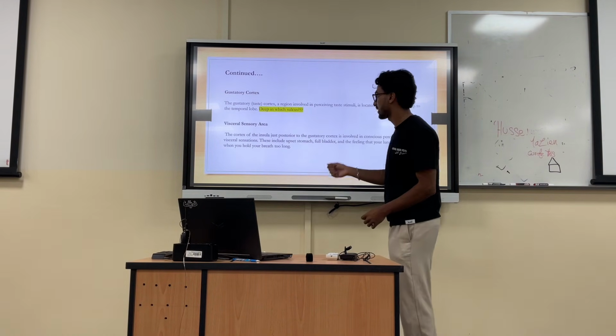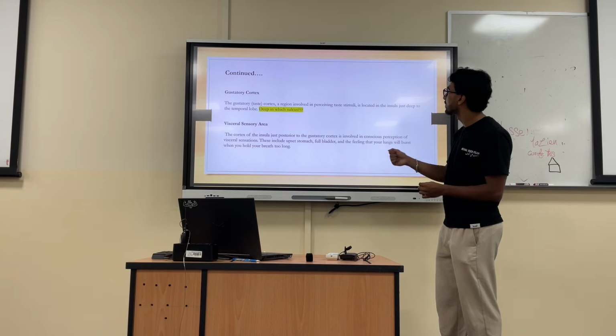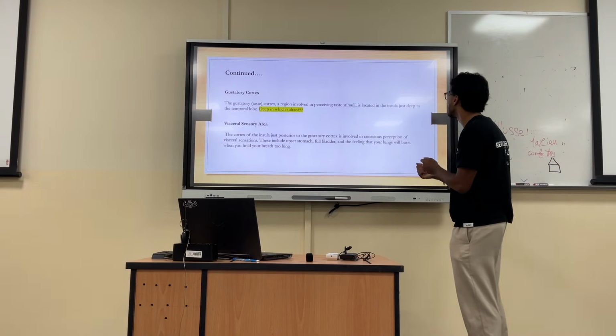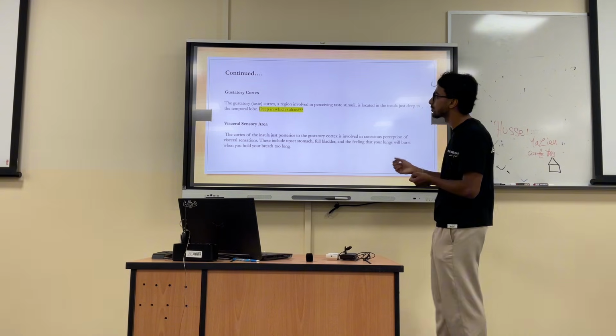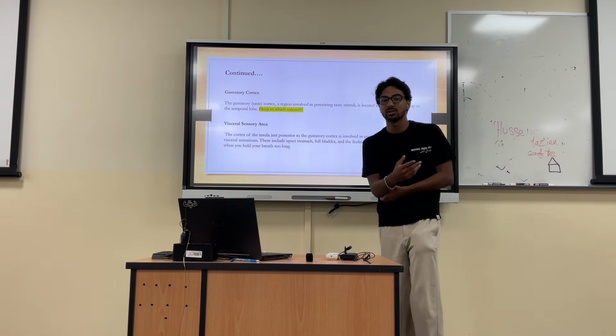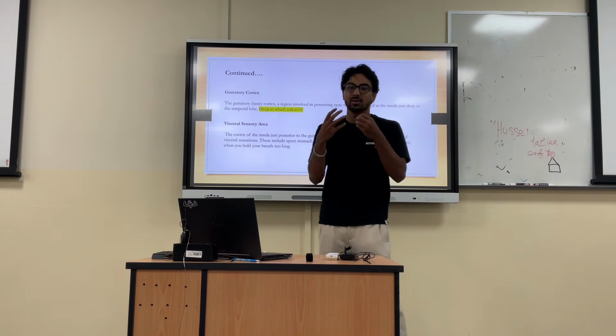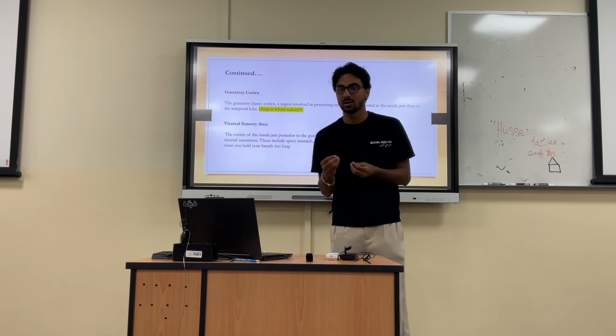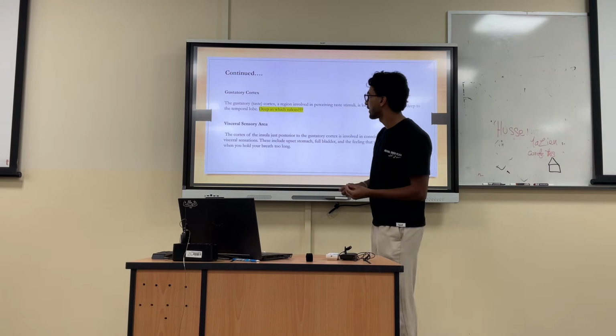The gustatory cortex is a region involved in perceiving taste stimuli and is located in the insula again, just deep to the temporal lobe, deep in which sulcus? Which sulcus was spread open, where we will see the insula? It's the lateral sulcus. Alright?